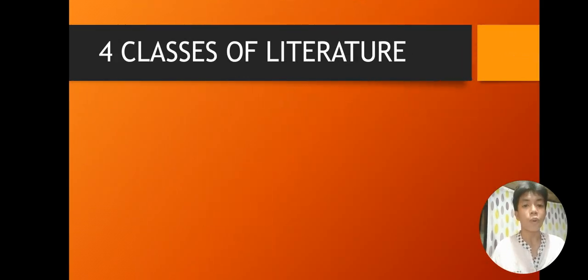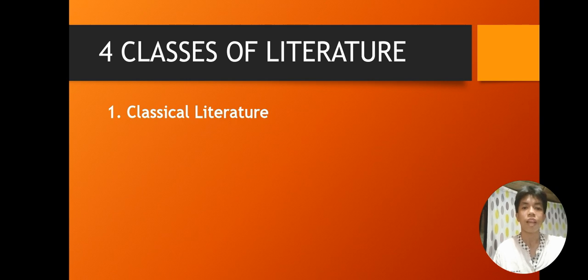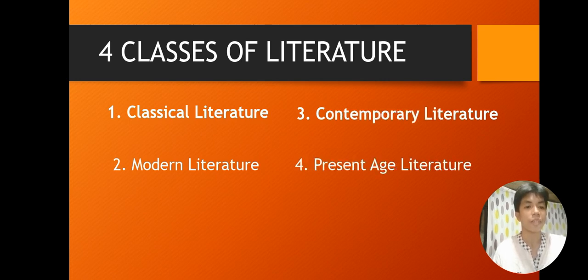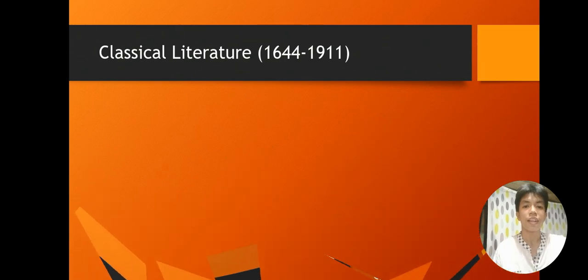There are 4 classes of Chinese literature: classic literature, modern literature, contemporary literature, and the present age literature. So, let's have first the classic literature, from 1644 to 1911.